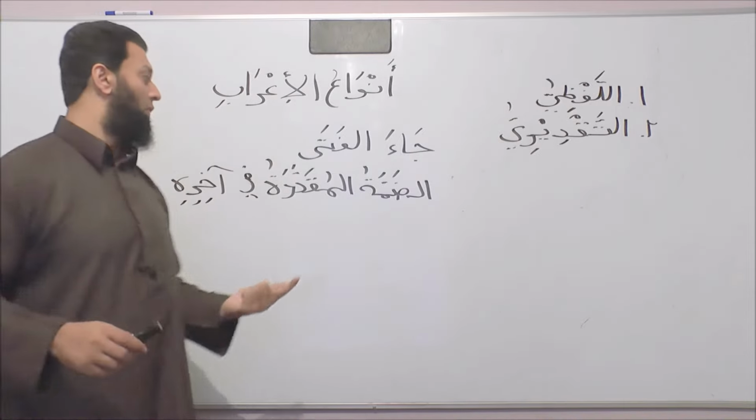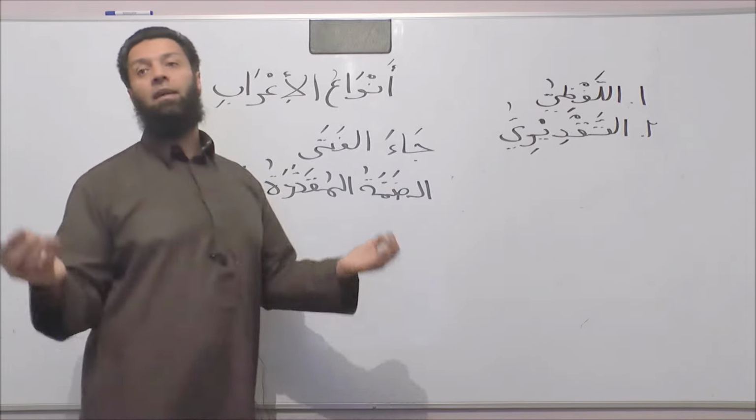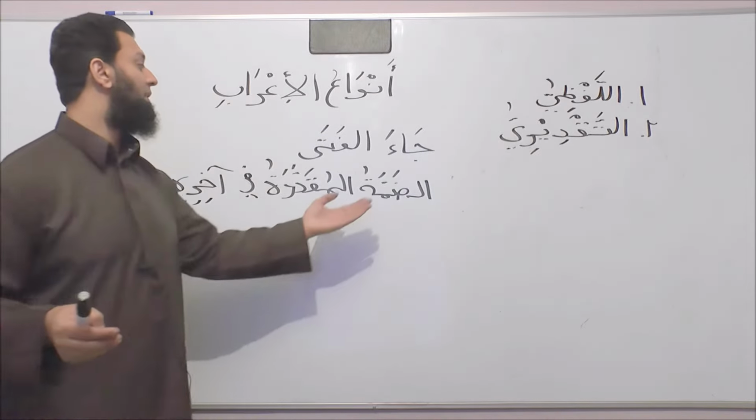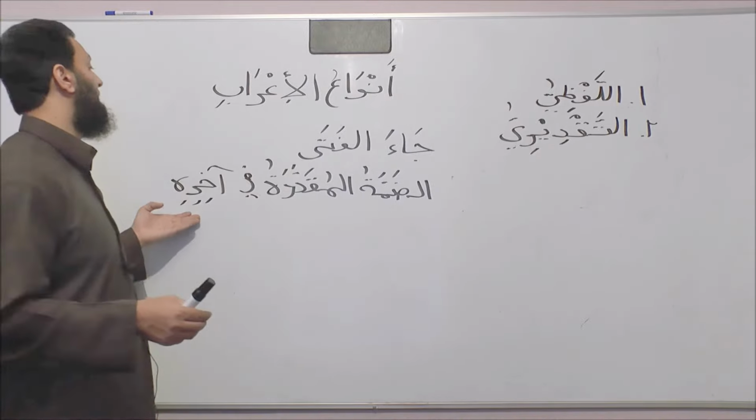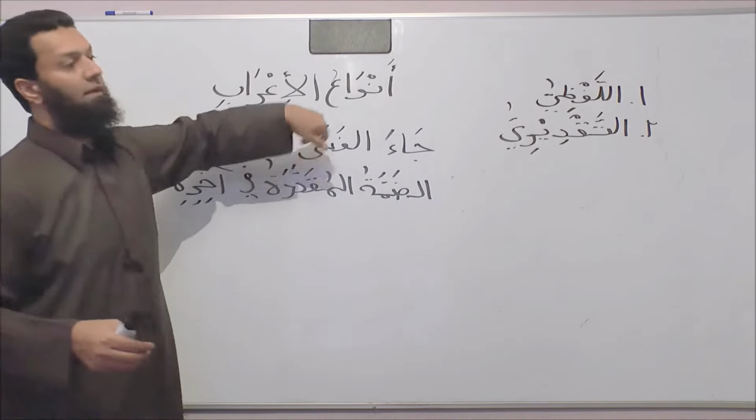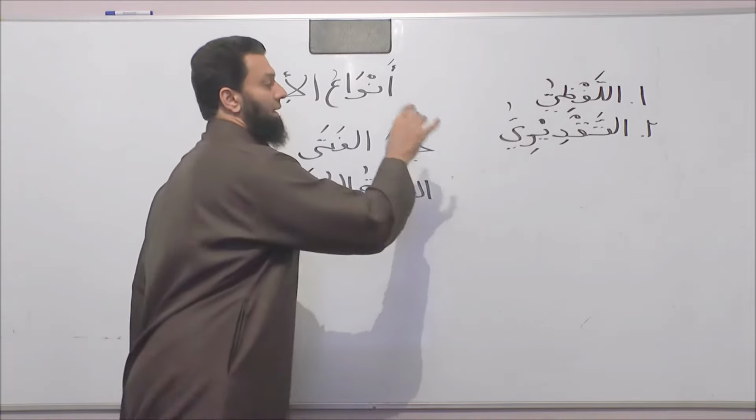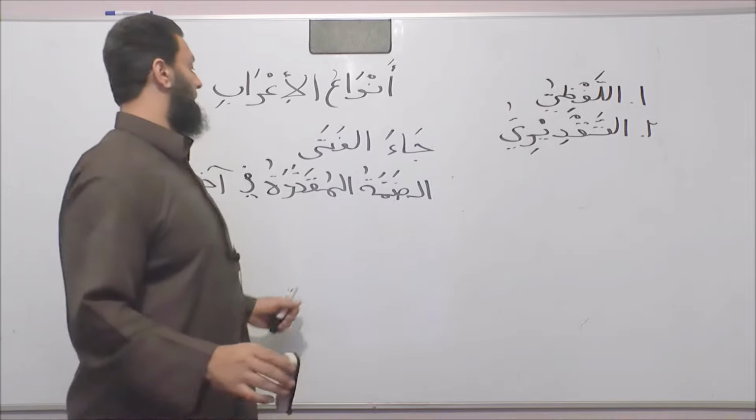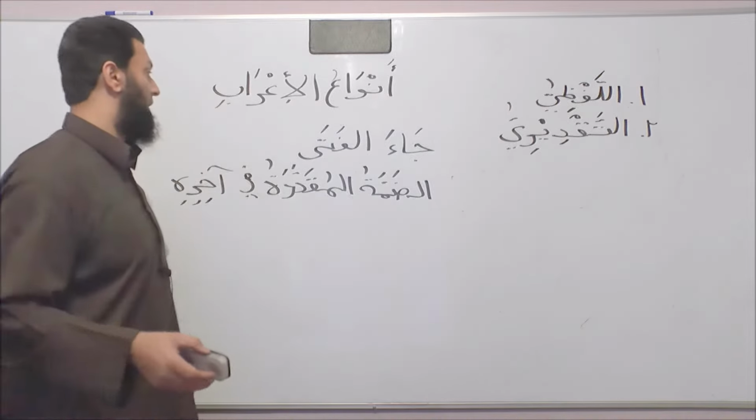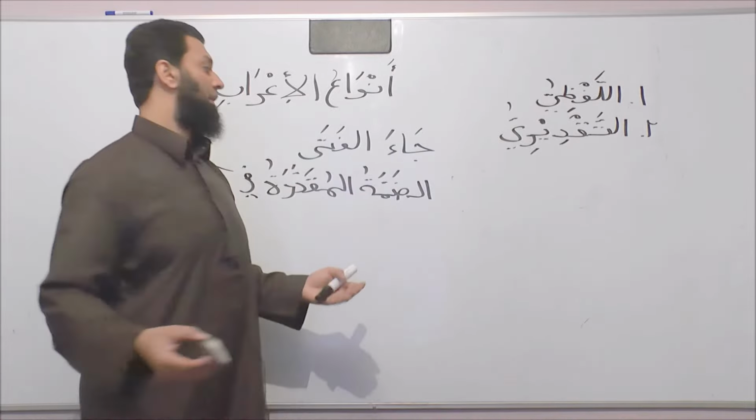It is marfu'un wa alamatu raf'ihi. The indicator of it being marfu'un is ad-dammatu al-muqaddaratu fi akhirihi. So the difference between التقديري and اللفظي is that in التقديري it's assumed to be there, whereas in اللفظي it's apparent.